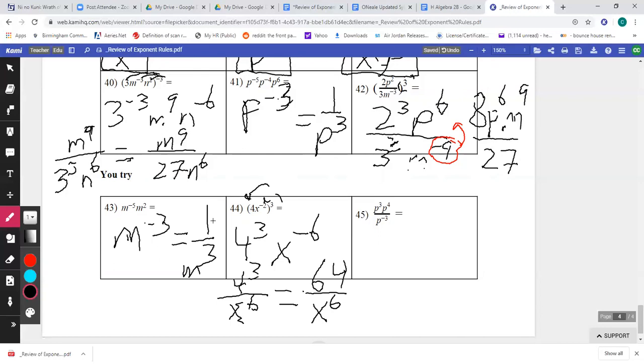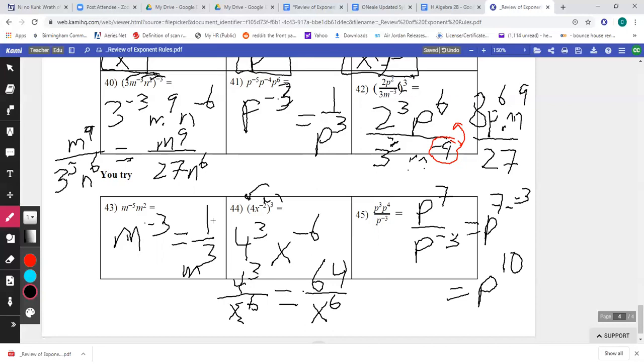And then for 45, once again, I add the top. That's going to become p to the 7 over p to the negative 3. And then now since I'm dividing, I could just subtract. So this is p to the 7 minus negative 3. And so remember, double negative means you add. So this is p to the 10.